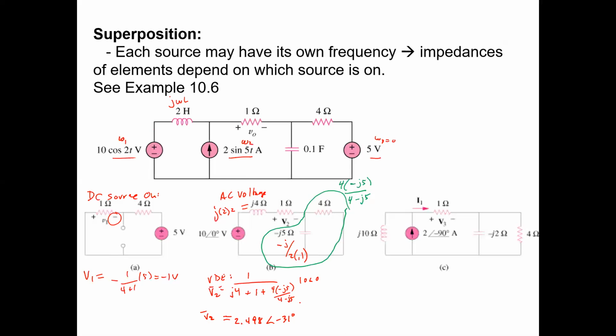So that's V2, and then we have to find V3. We have the combination that makes j20 divided by 4 minus j5. The only way to handle that is to multiply top and bottom by 4 plus j5. That's the way I saw it in the book. The question is, how do you simplify j20 over 4 minus j5? Is the only way to multiply top and bottom by 4 plus j5?